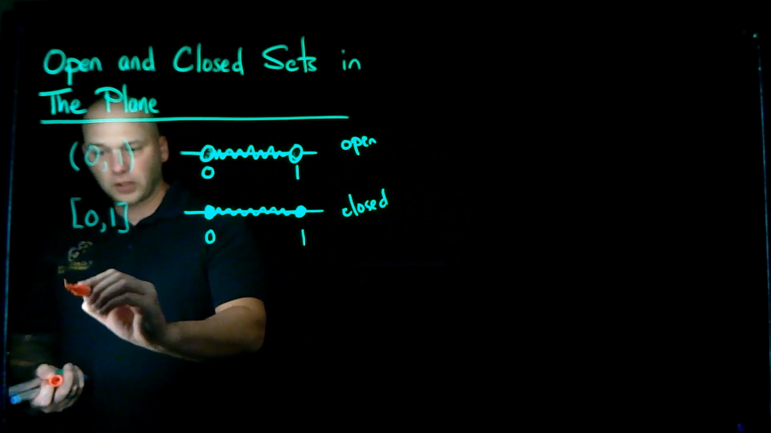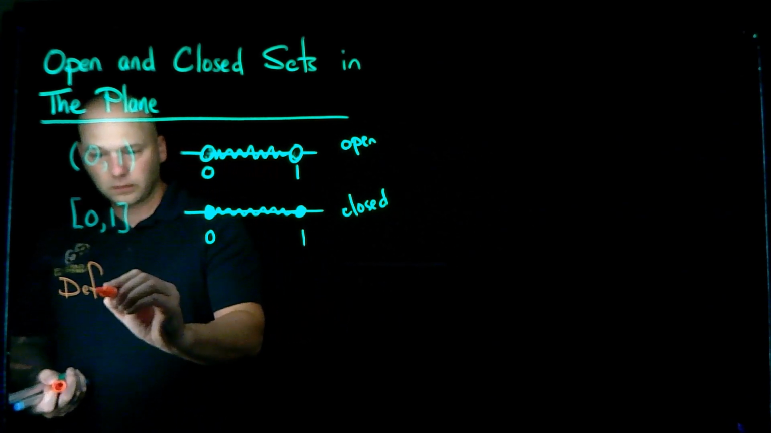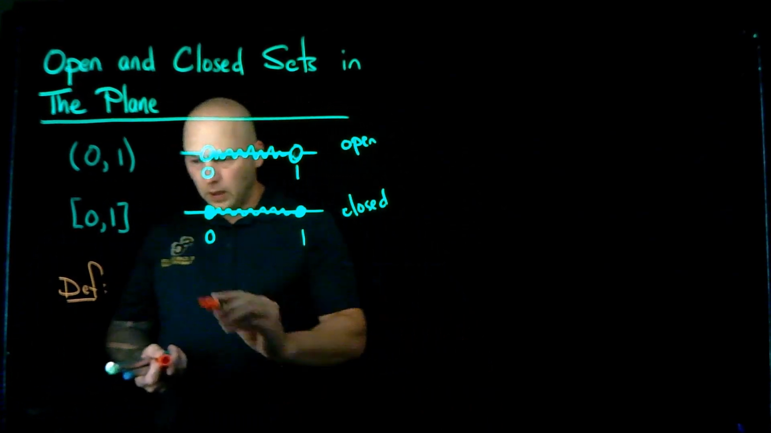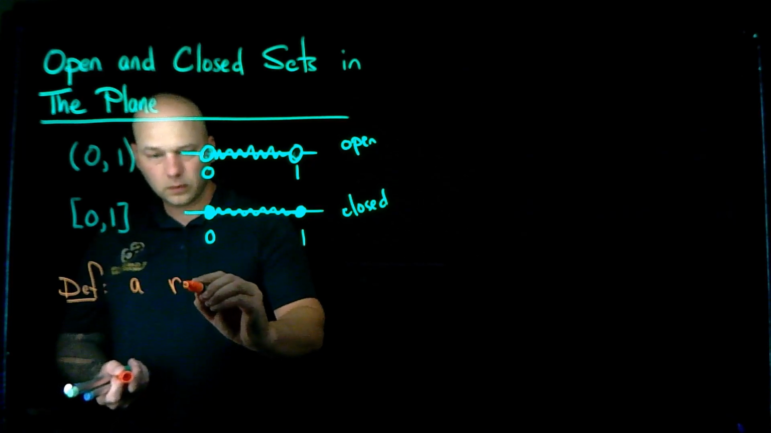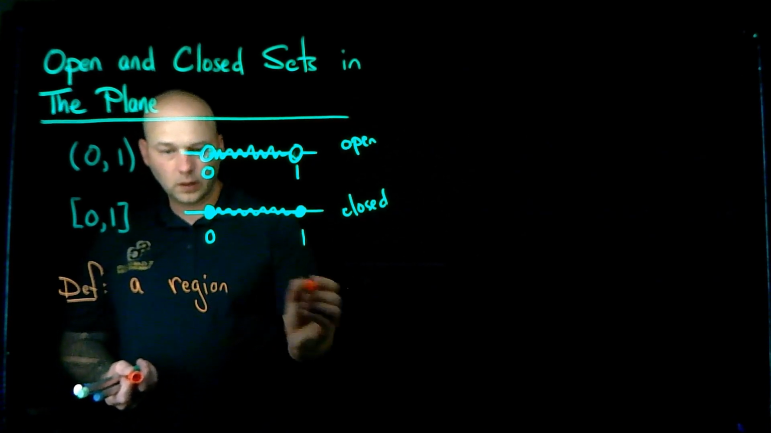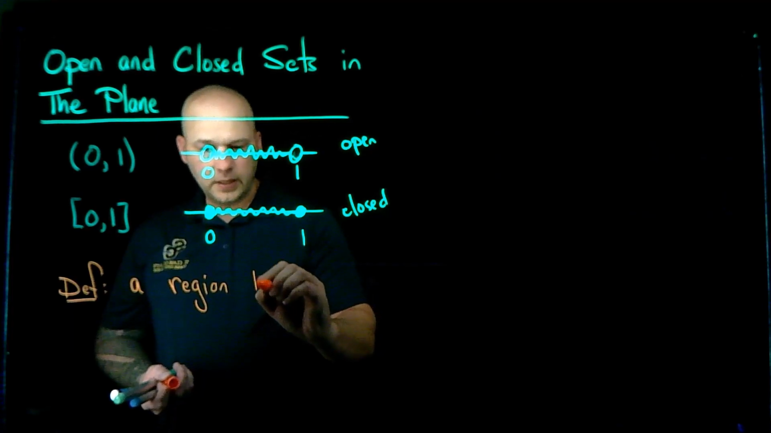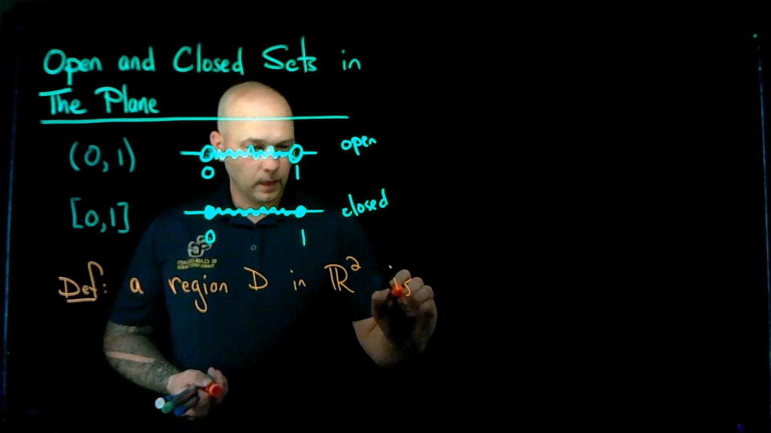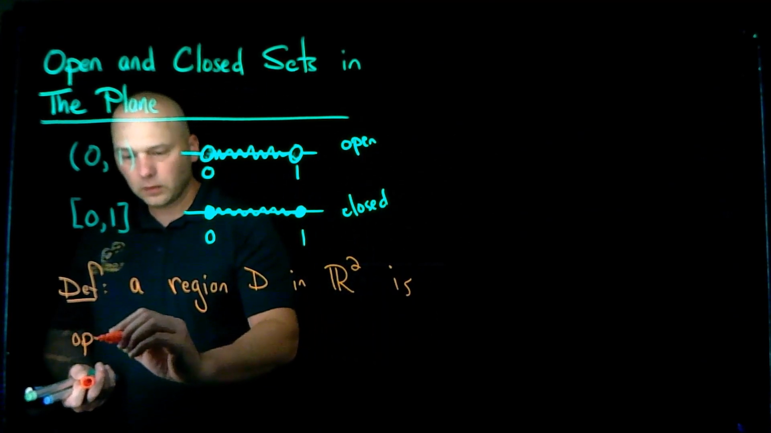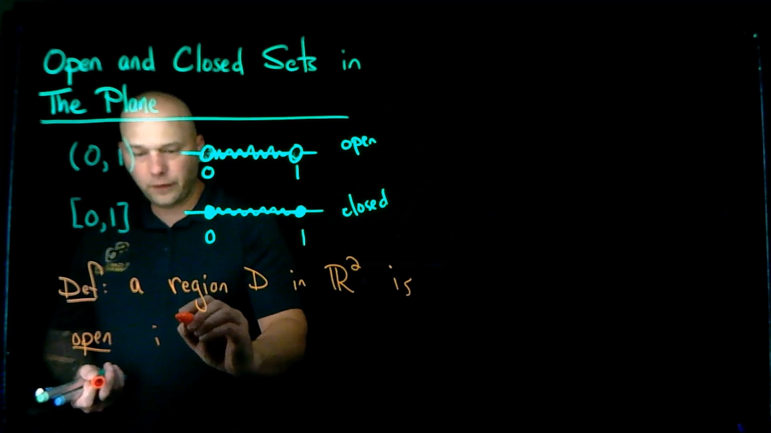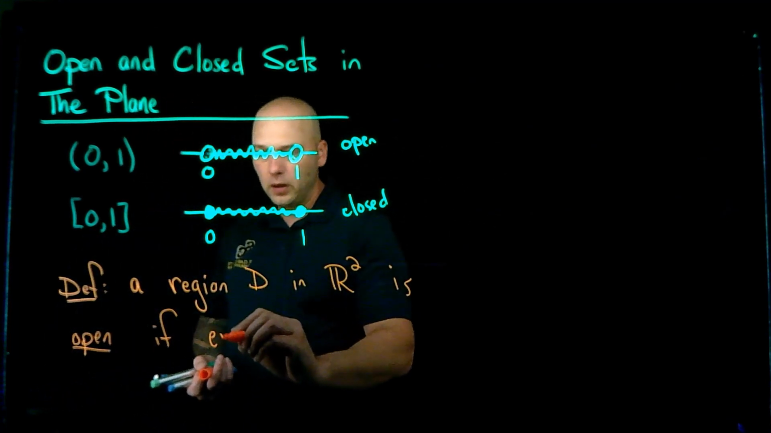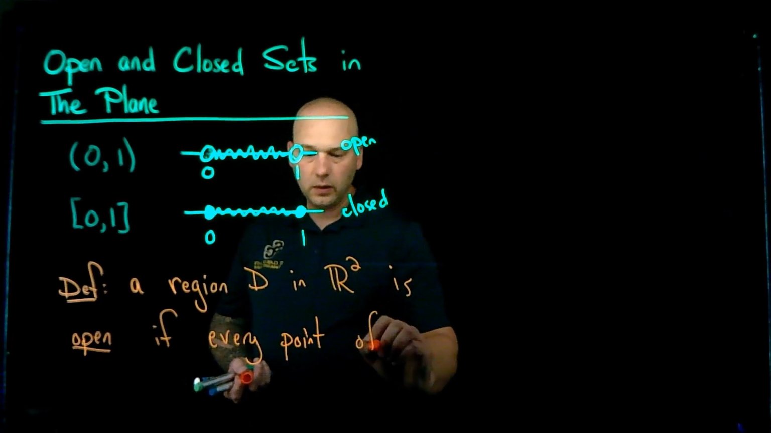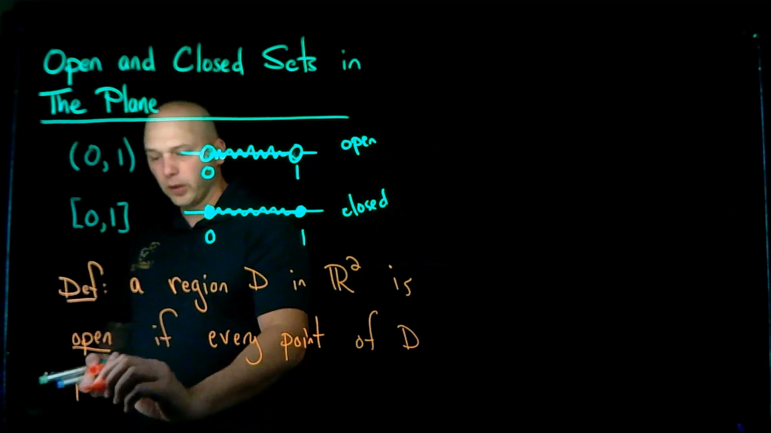So, definition. Okay. A region, let's call it D in R2, is open if every point of D is an interior point.